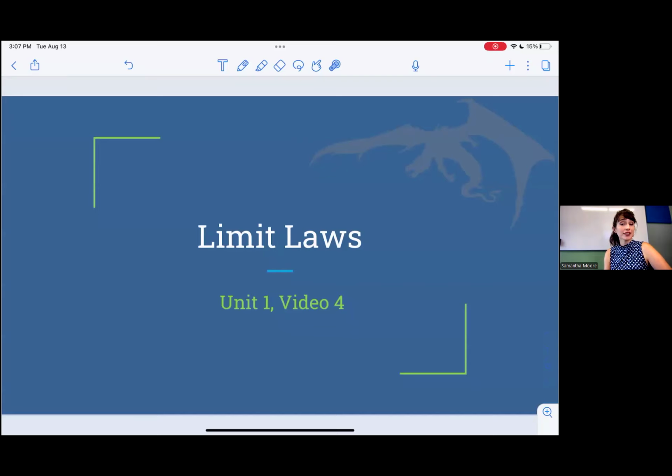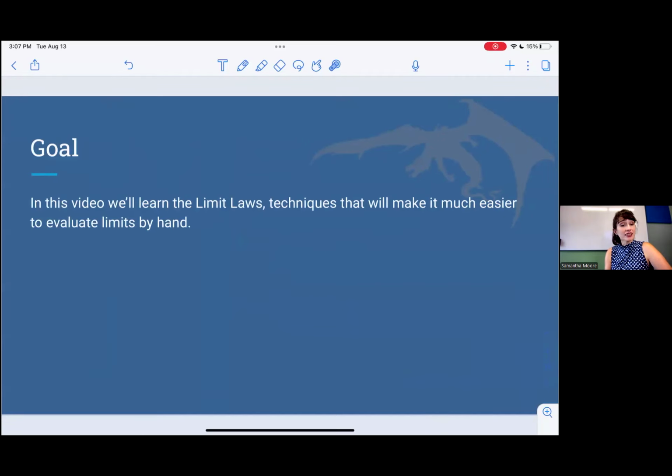So today we are talking about limit laws. These are techniques that are going to make it easier to evaluate limits by hand. So instead of needing to go carefully through our sequences or looking at graphs, we're going to be able to sort of algebraically compute our limits.